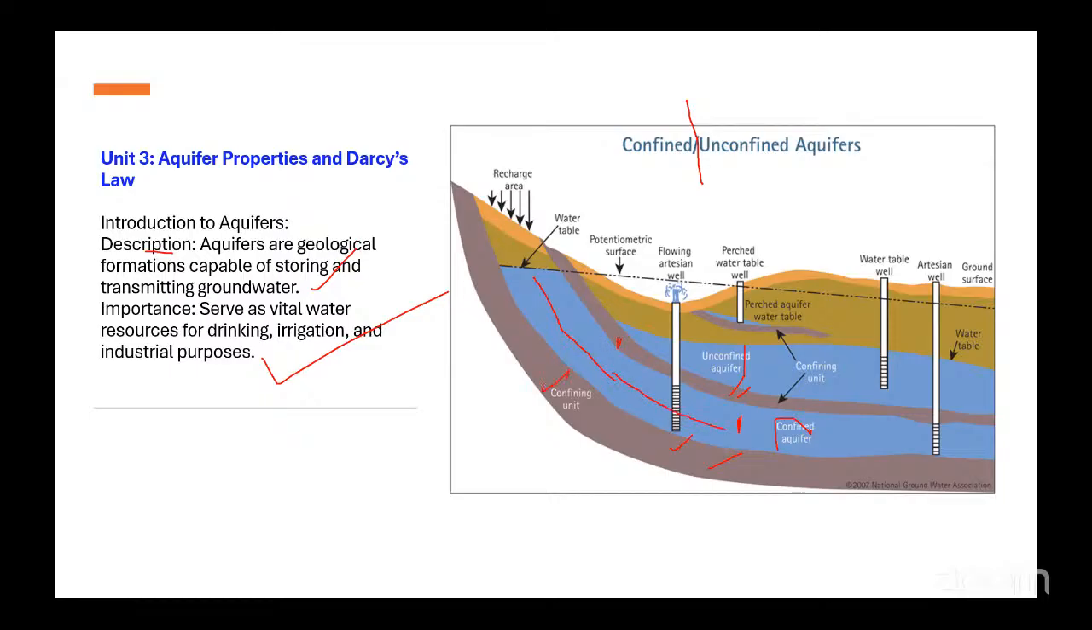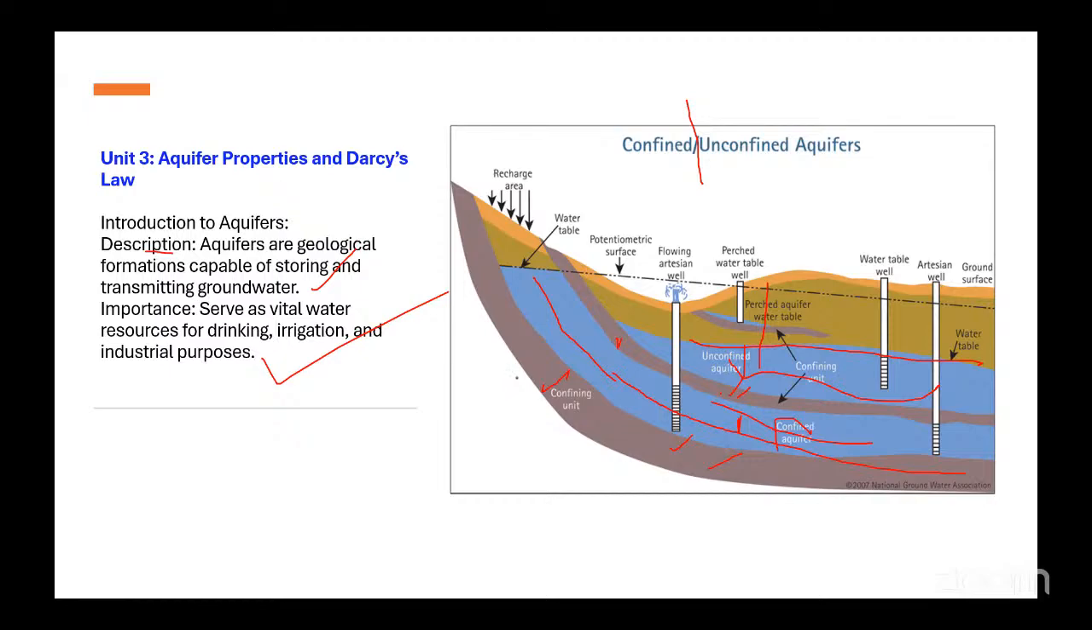This is called a confined aquifer, whereas an unconfined aquifer is exposed to the atmosphere, or it will cover the unsaturated and saturated zones in the geological rock formation. So here you can see this is the water table, and the confining unit to the unconfined aquifer.